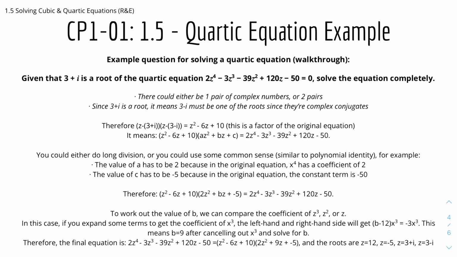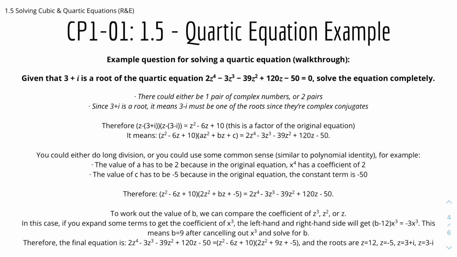So just looking at the question, you would know that it's a quartic equation, and it could have either 1 pair of complex conjugate numbers or 2 pairs. And since reading the question, we know that 3 + i is a root. That means the other root must be 3 - i, because they are complex conjugates.